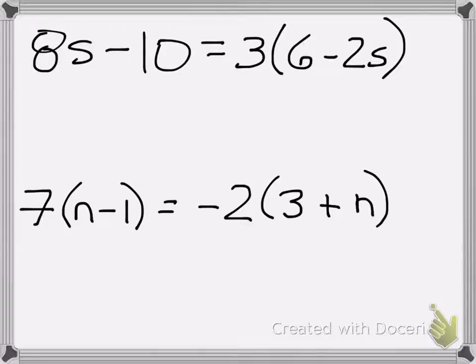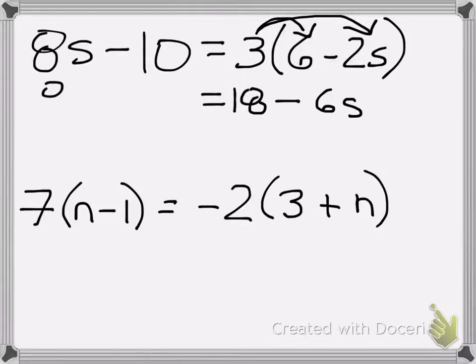The next one, I'm going to continue following my steps, so I'm going to want to simplify the right side because I can see that I can use the distributive property. So I want to make sure all my sides are simplified before I start combining like terms. So I'm going to simplify by distributing the 3 to both the 6 and the 2s. So 3 times 6 is 18, minus 3 times 2s would be 6s. And that is equal to 8s minus 10.